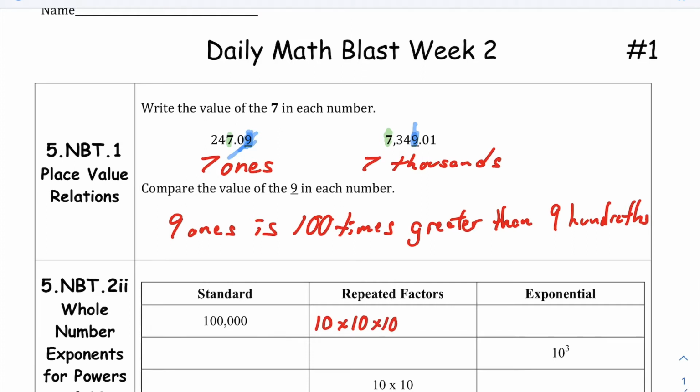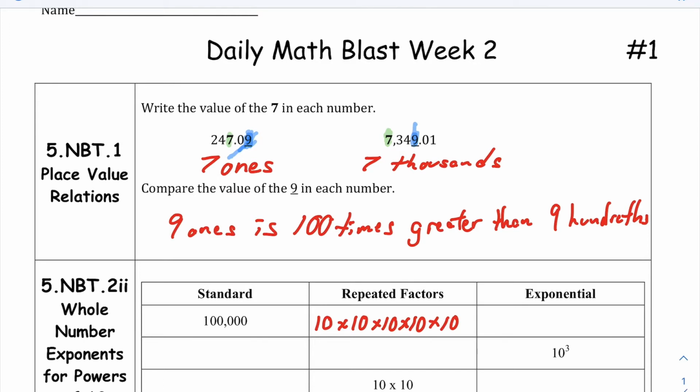Multiplied by 10 would be 1,000. Multiplied by 10 would be 10,000. Multiplied by 10 would be 100,000. So therefore, my repeated factors are 10, multiplied by 10, multiplied by 10, multiplied by 10, multiplied by 10.